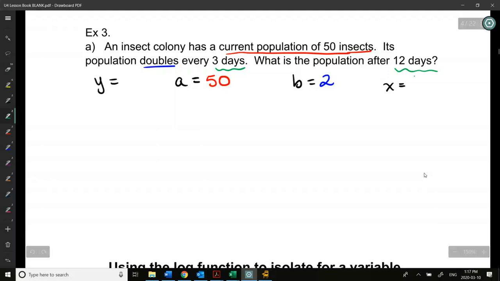12 by 3, yes. So our total time is going to be 12 days that have passed. And the doubling period, it doubles every 3 days. So this is going to be 12 over 3. So in those 12 days, the population has doubled 4 times. That's why X is 4. Okay, so let's plug into our formula. Why is the question mark here?